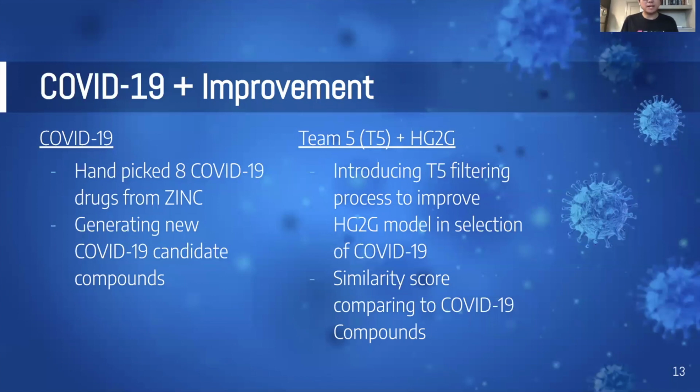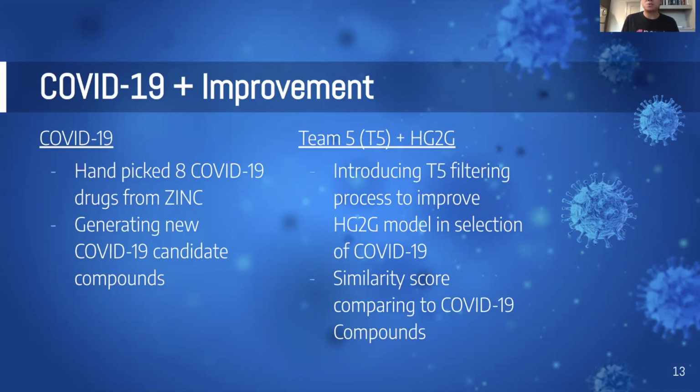So around COVID-19, we want to improve on the original model to fit COVID-19 a bit more. The idea is that there are 8 COVID-19 drugs from the same data set that are known to be used to treat COVID-19. And then we want to generate new candidate compounds to be screened for future possible drugs that treat COVID-19.